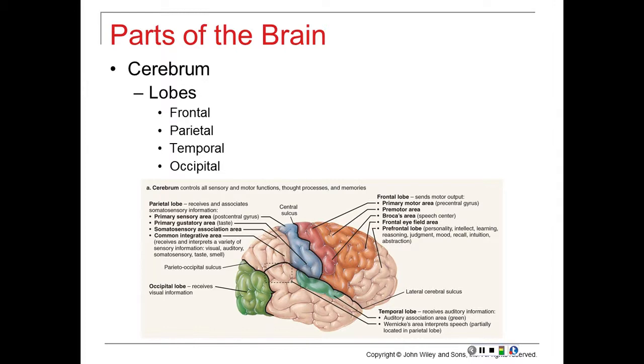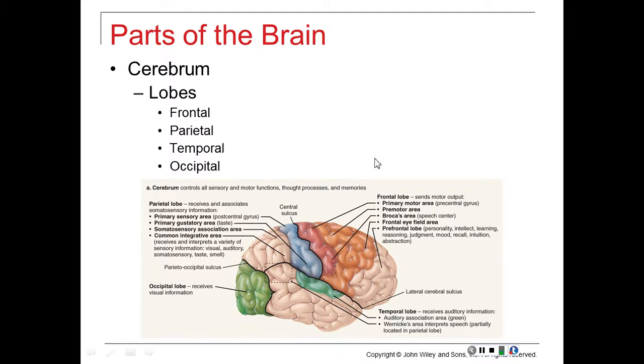To start with the brain, we'll start with the outermost. I call it the brainy part of the brain. It's called the cerebrum. It's divided into lobes, the frontal, parietal, temporal, and occipital lobe. These lobes all correspond with the bones which they're underneath of. You can see here this diagram goes through some of the special areas within each lobe.